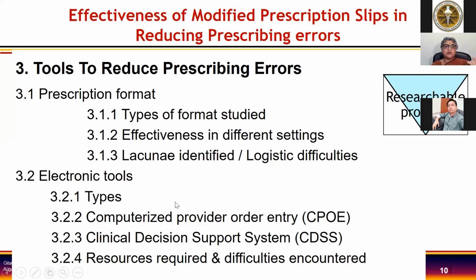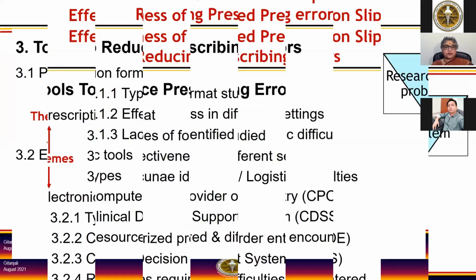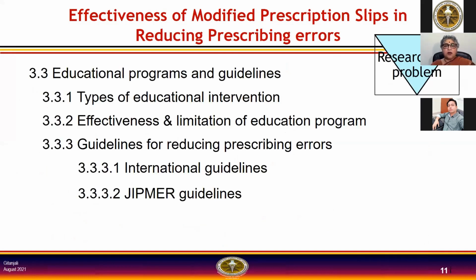So this is what is meant by themes. These, 3.1 and 3.2, are themes, and these are the sub-themes. So this is how you plan your review of literature, okay? Now, so that goes on. So you can still write more on this last part of it, the researchable problem. You can have educational programs, guidelines, and so on and so forth.